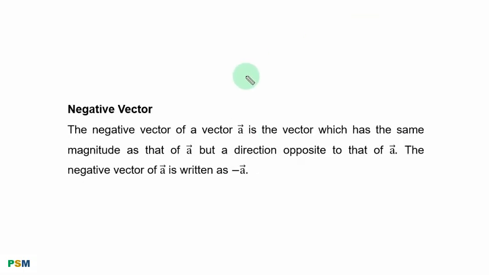Negative vector. The negative vector of a vector A is the vector which has the same magnitude as that of A, but a direction opposite to that of A. It is very simple. The same magnitude, opposite direction. The negative vector of vector A is written as minus vector A.